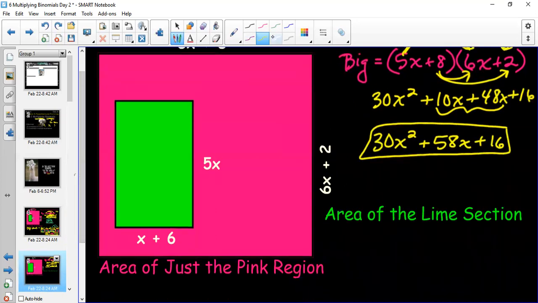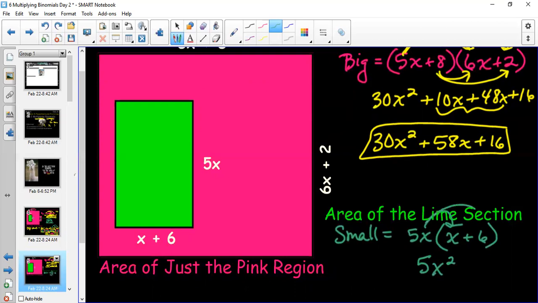Let's find the area of the small rectangle. That would have been 5x times x plus 6. And if I distribute, that would have given us 5x squared plus 30x. That is the area of the small rectangle.